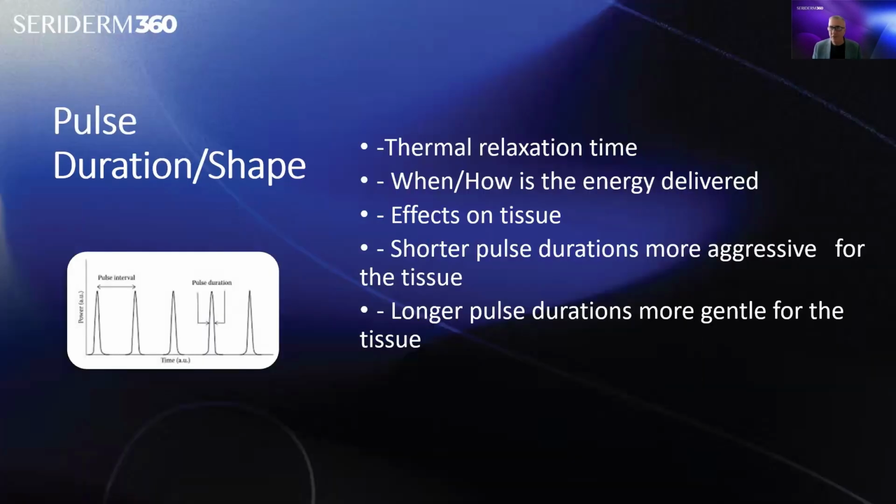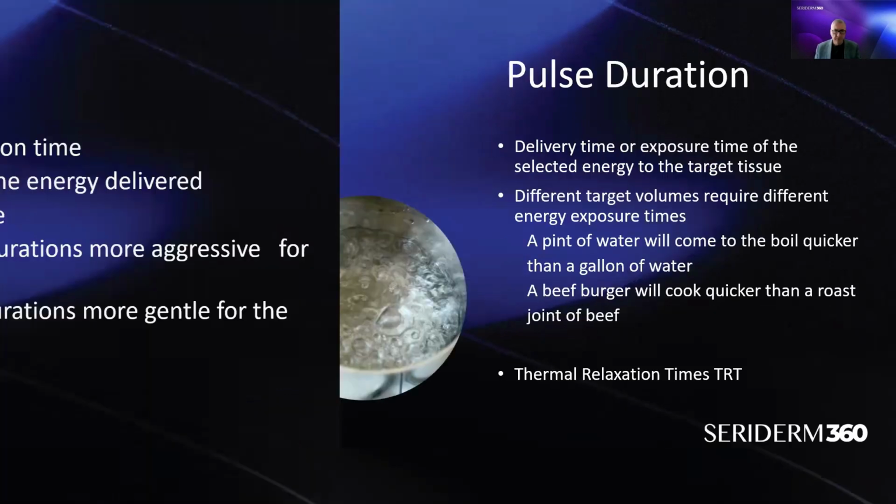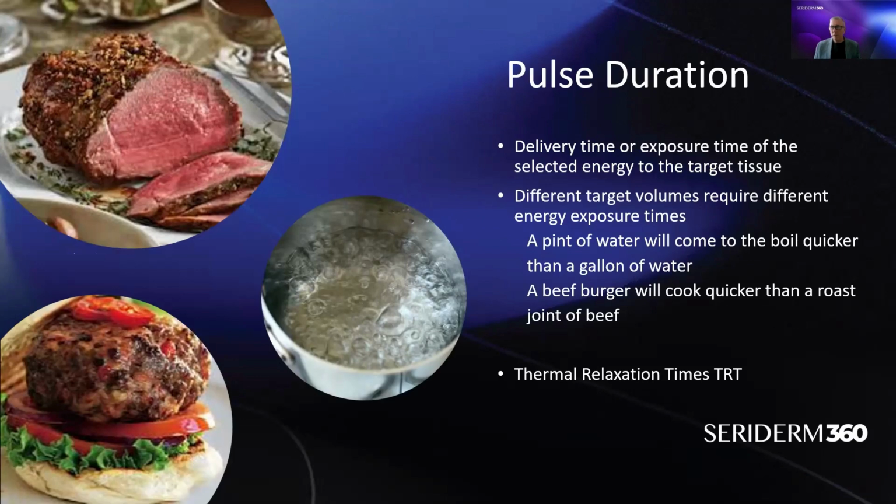So once we get the wavelength right, the next most important thing is to get the pulse duration right. The pulse duration is our energy that's going to get us the temperature, but it's the pulse duration that'll keep it there long enough to get that transfer of heat to produce the clinical effect that we're looking for. We know shorter pulse durations are more aggressive, longer ones are more gentle, but we have to get this pulse duration right. So I want to talk a little bit about cooking meat.